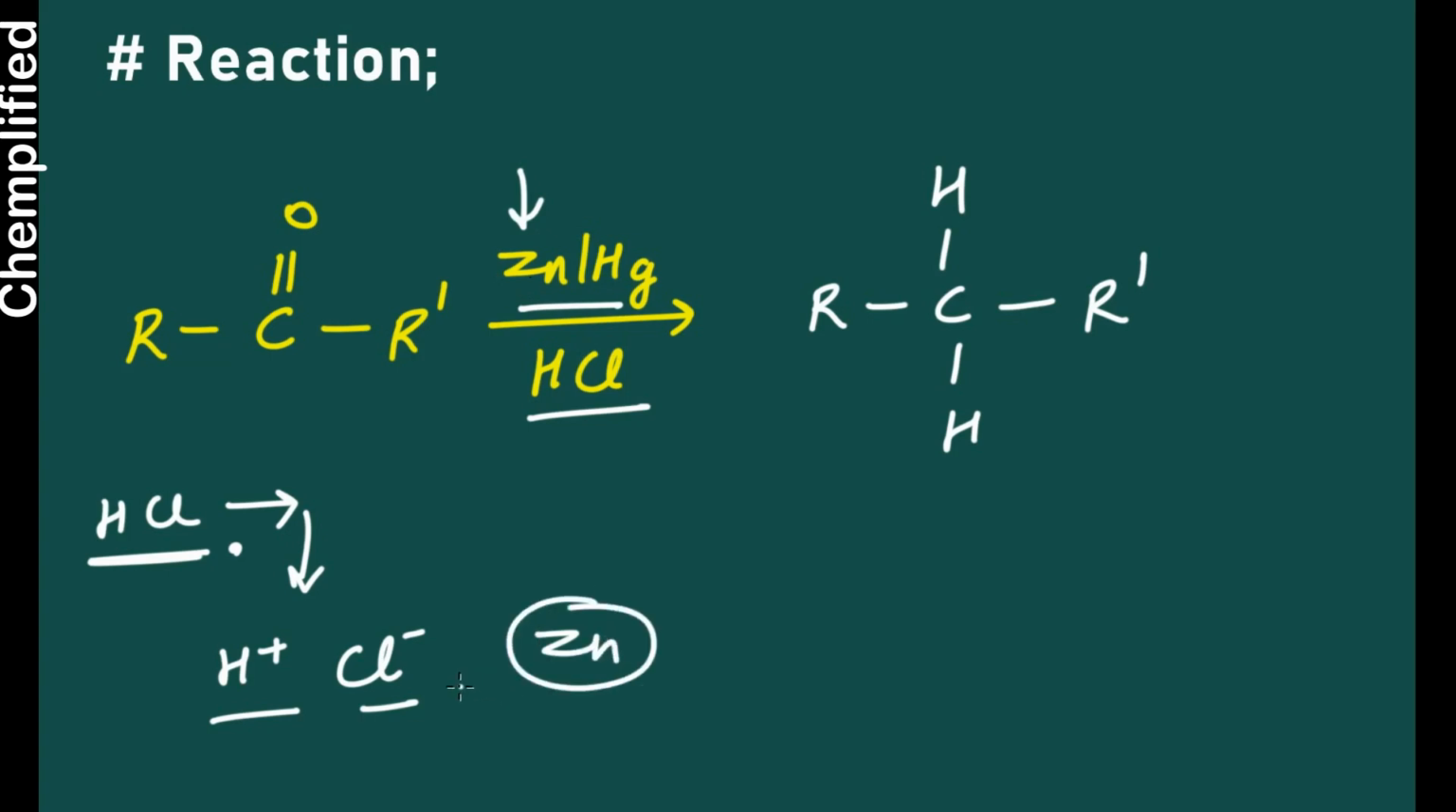There are a few properties also that you should remember. Here H plus ion will act as cation or electrophile, and Cl minus will act as nucleophile. Similarly, zinc has the ability to donate a lone pair of electrons, so zinc here will act as nucleophile. These are the few things that you should remember before we go for the mechanism. So let's start the mechanism now.